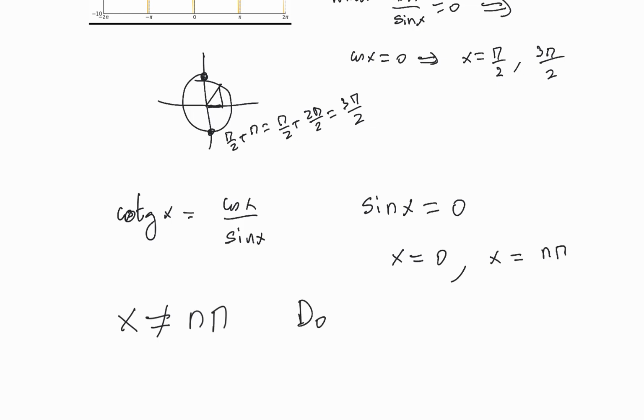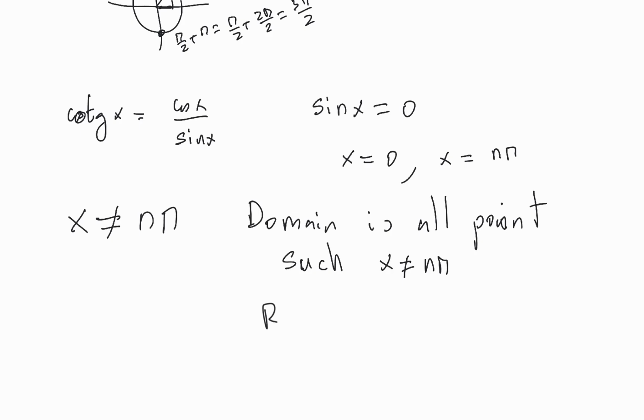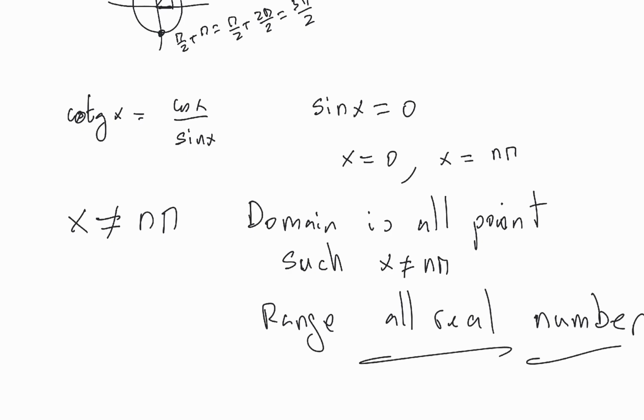So the domain is all points such that x is different than n pi. And the range, as you can see in the figure, is all real numbers. In the y-axis, you can arrive at any y that you imagine. All real numbers is the range.